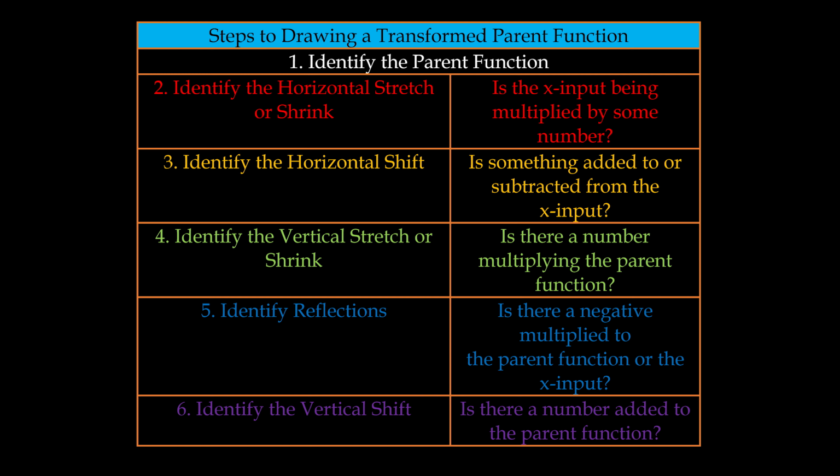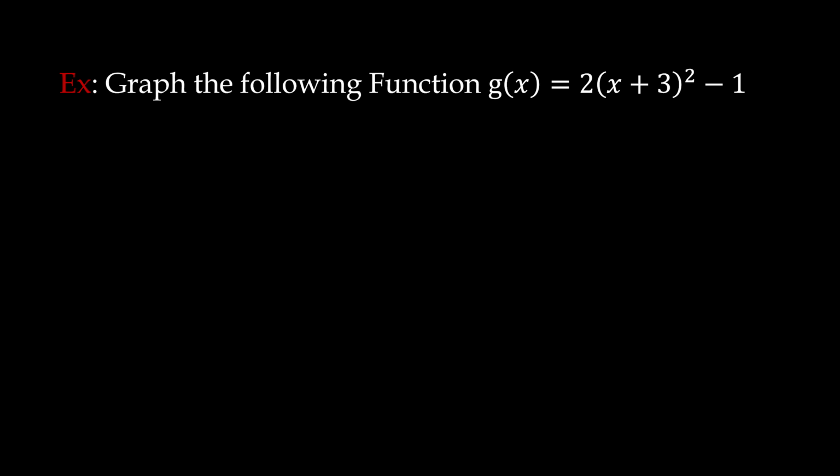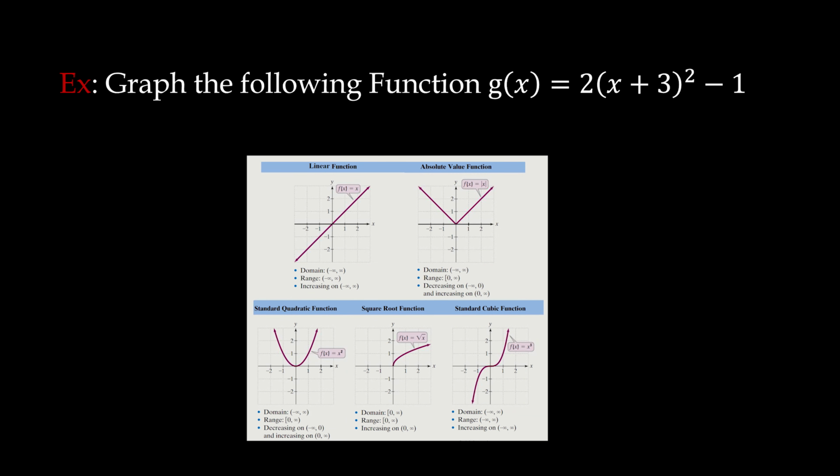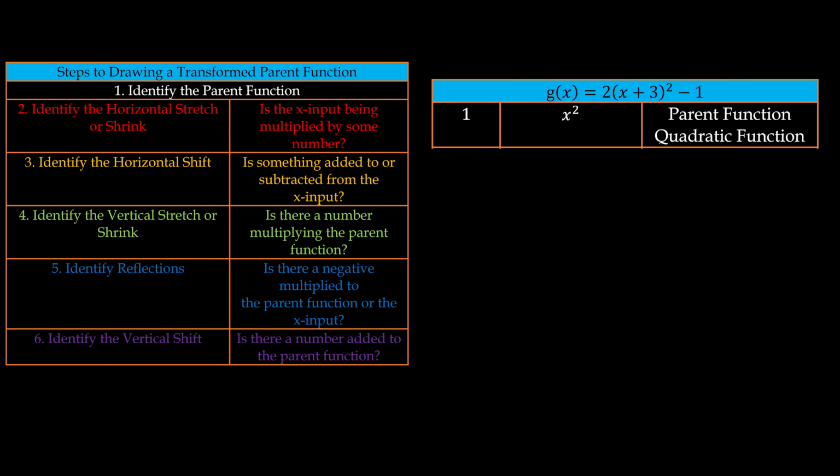When we graph a transformation, we graph each transformation one at a time. We always start by identifying the parent function. Here, the function looks closest to my parent function x squared. Now ask yourself, is there a number being multiplied to our input? No, so we don't have a horizontal stretch or shrink.